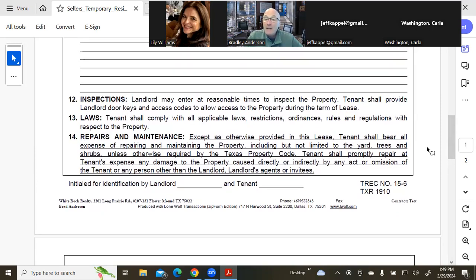Except as otherwise provided in the lease, tenant, who is now the old owner, shall bear all expense of repairing and maintaining the property, including but not limited to the yard, trees, shrubs, unless otherwise required by the Texas Property Code. Tenant shall promptly repair at tenant's expense any damage to the property caused directly or indirectly by any act or omission of the tenant or any person other than the landlord, landlord's agents, or invitees.